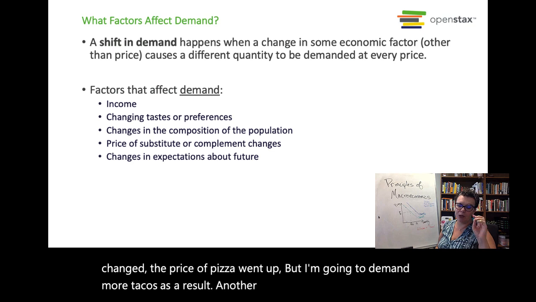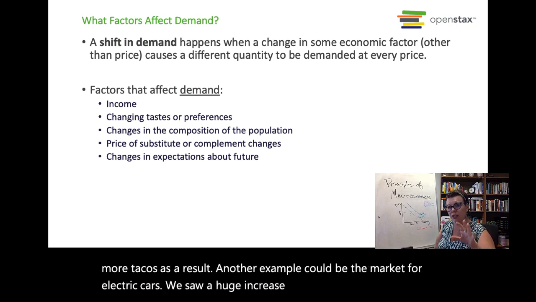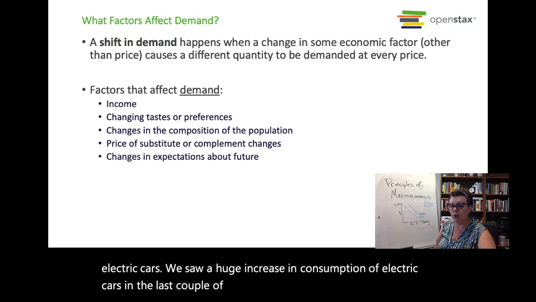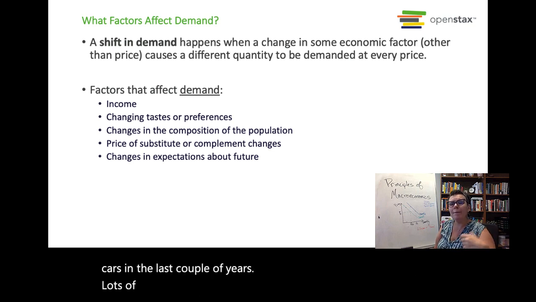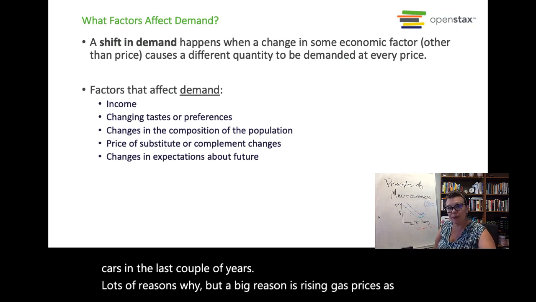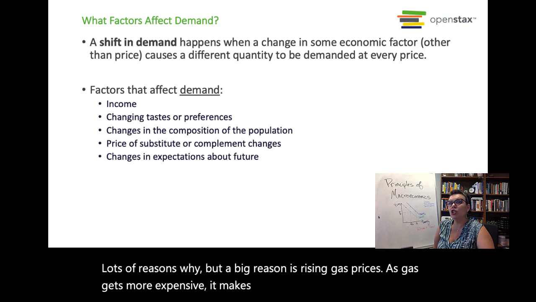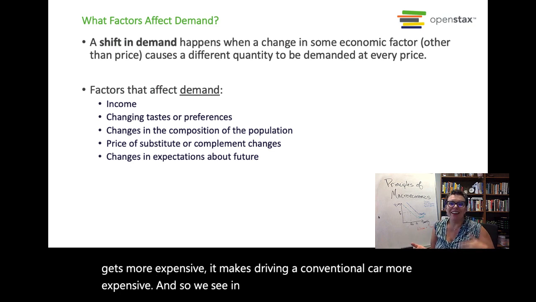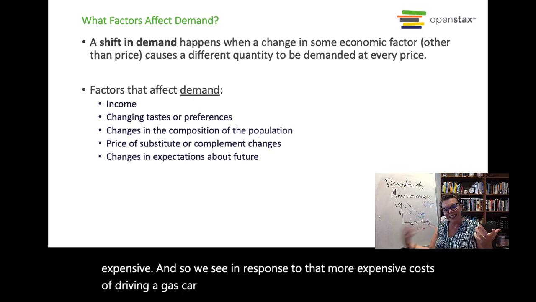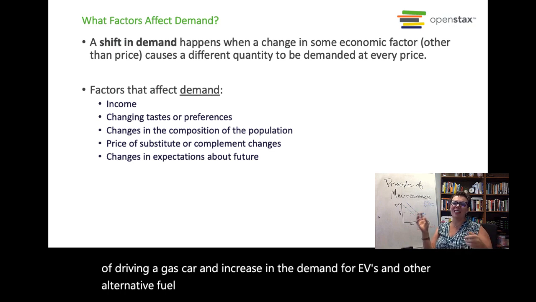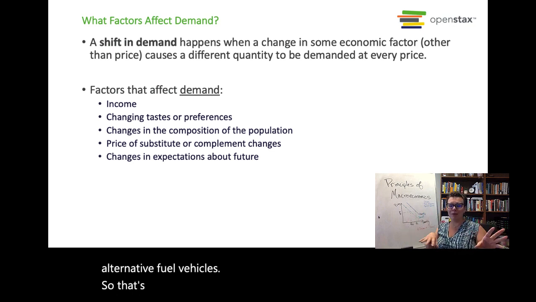Another example could be the market for electric cars. We saw a huge increase in consumption of electric cars in the last couple of years. Lots of reasons why, but a big reason is rising gas prices. As gas gets more expensive, it makes driving a conventional car more expensive. And so we see, in response to that more expensive cost of driving a gas car, an increase in the demand for EVs and other alternative fuel vehicles. So that's price of a substitute.